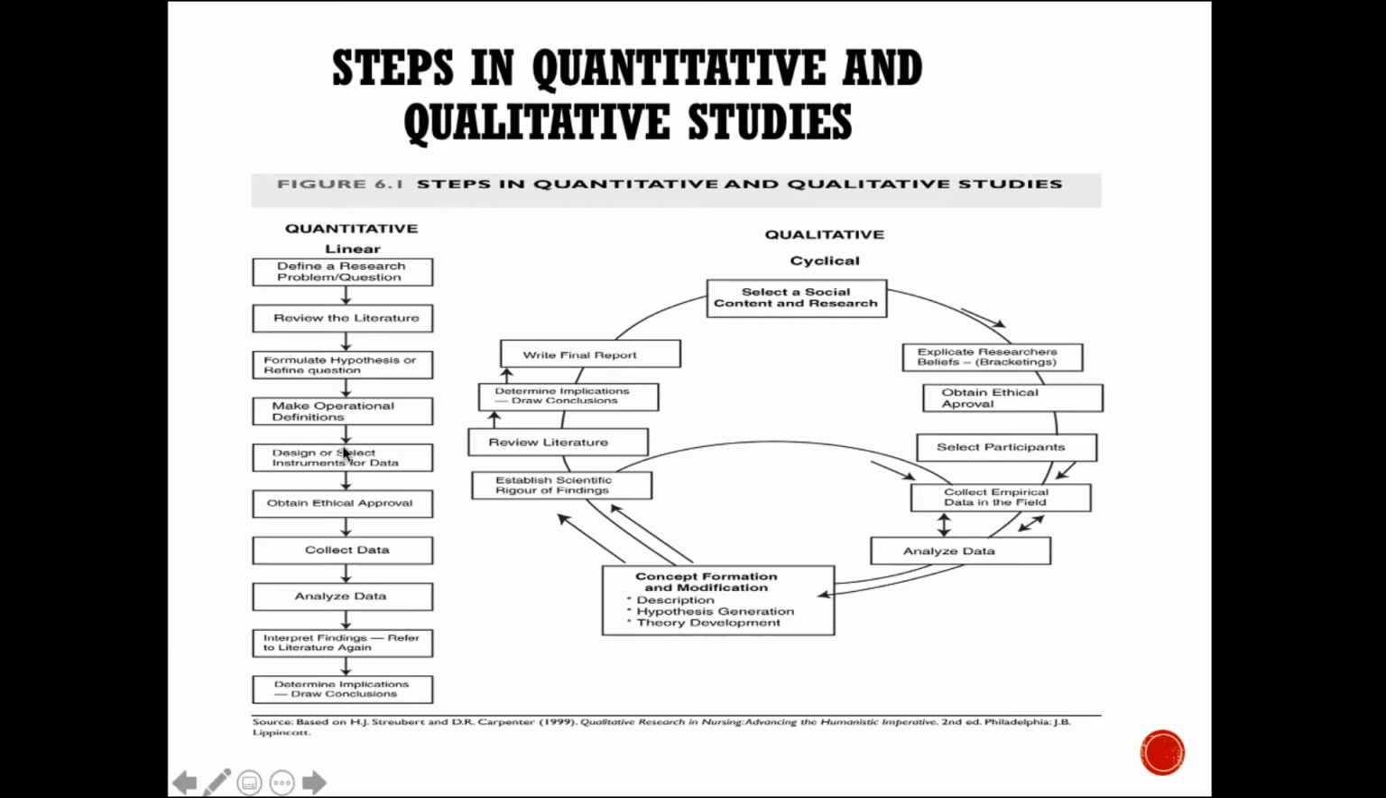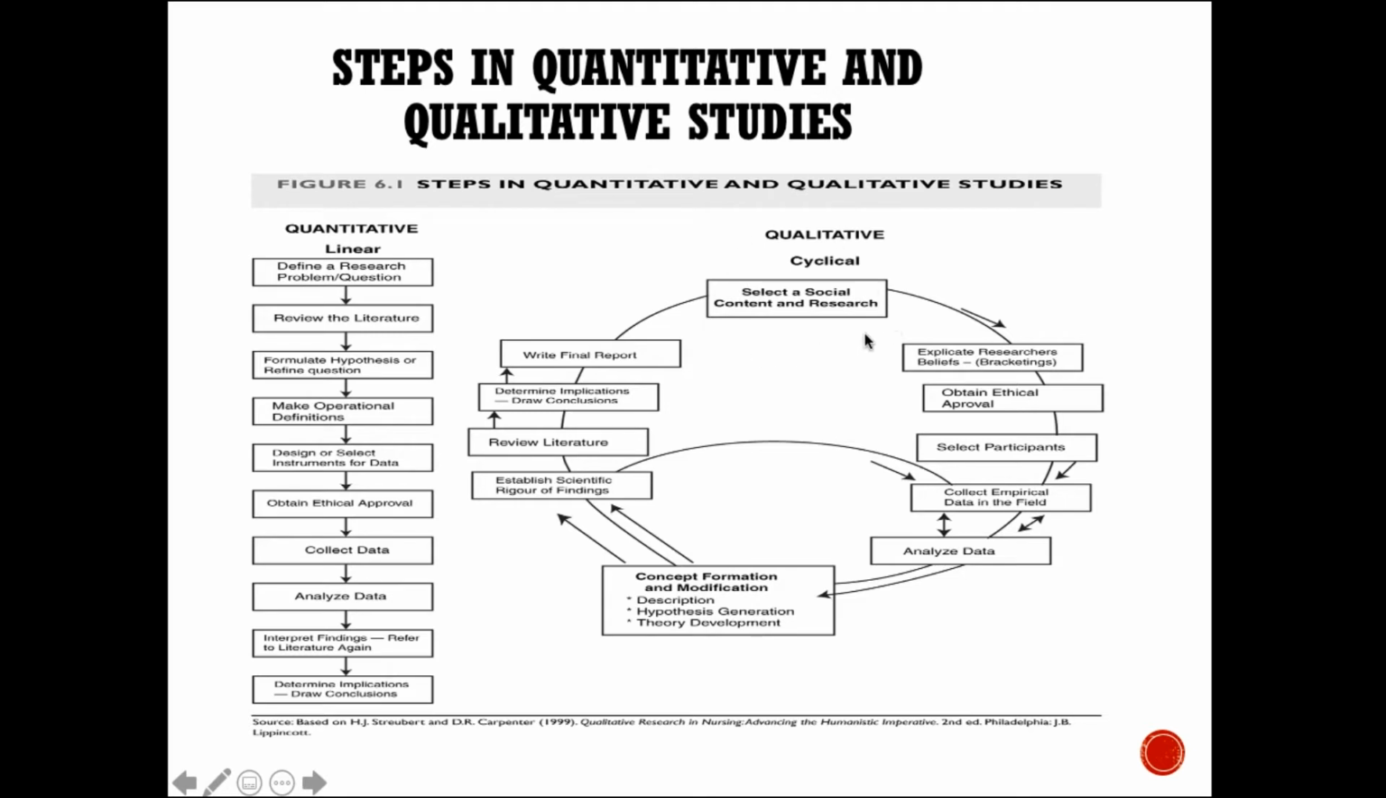Then we design and select the instrument for the data, whatever it is, questionnaire or secondary data. So we obtain ethical approval if necessary. Then we go and collect the data, analyze the data, then interpret the findings, and we come to a conclusion. Fine. But in qualitative, it's totally different.